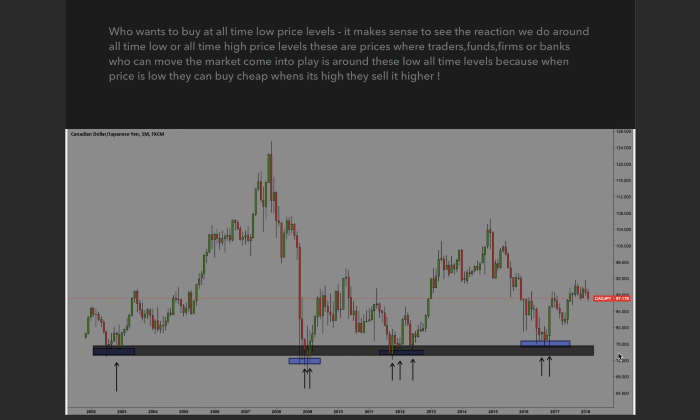So it makes sense to see a type of reaction around these levels because these are where the big guys come in. Traders, funds, firms, banks, institutions, governments, this is where they're buying low. This is what's cheap. Right? If you look at what's high on this chart, you can see what's high. Over here, this is a high area on the chart. Way up here, that's a high area on the chart.